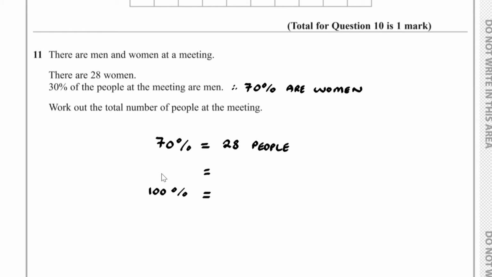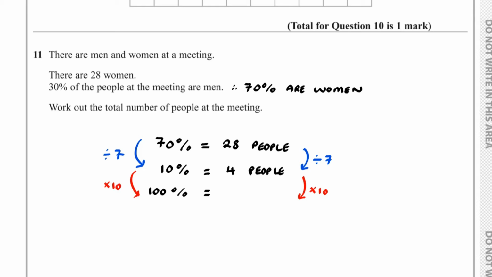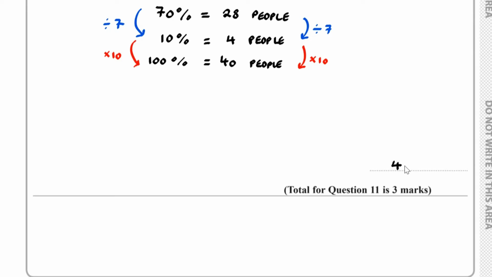And to do this, we can first of all find out what 10% is, and then what 100% is. So, if we divide by 7 first, that means 28 people divided by 7, that's 4 people. So 4 people is represented by 10%. So 100%, multiplying by 10, it turns out 40 people is represented by 100%. The total amount of people is 40.